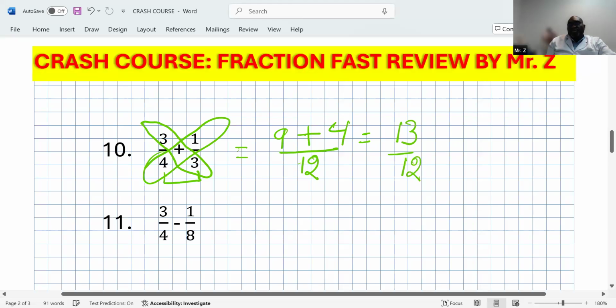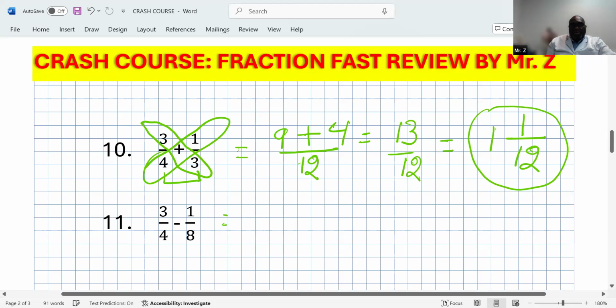What kind of fraction? This is an improper fraction. As a mixed number, it's gonna be 1. You're gonna have 12 over there, and you got a 1 over there. Okay? Because 12 goes into 13 once, the remainder will be 1. Okay, let's do this one here.